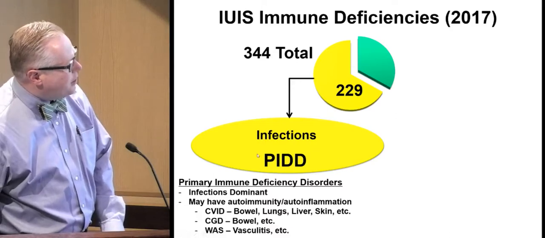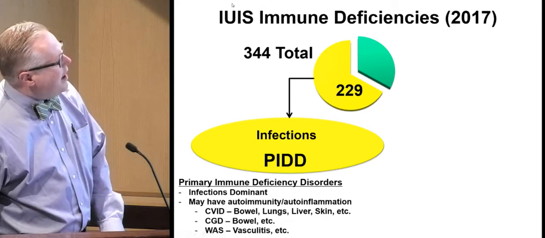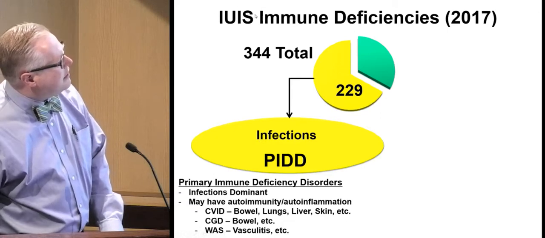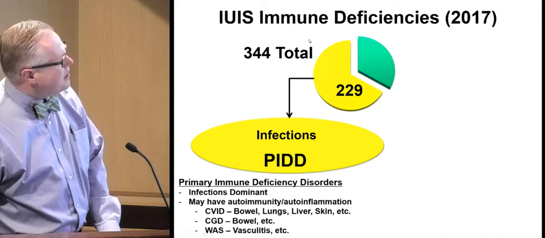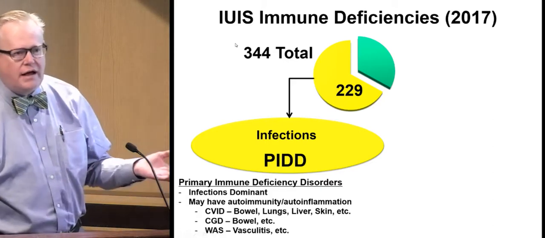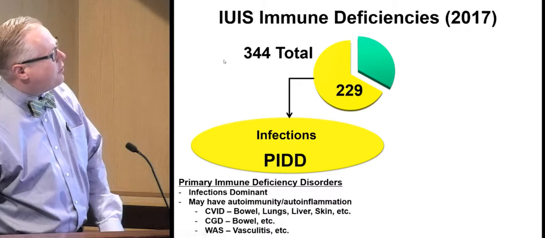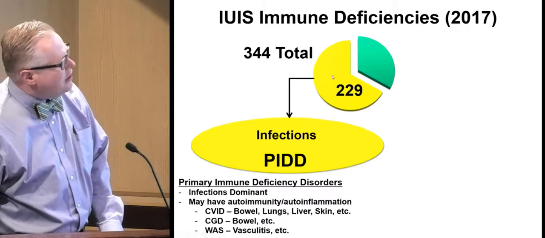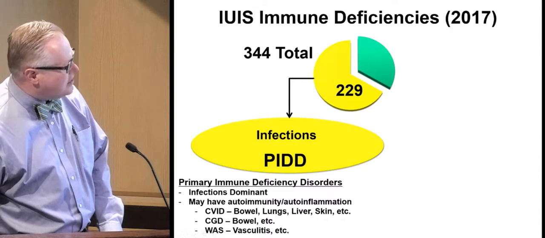And so these are called primary immune deficiency disorders, PIDDs. And the IUIS committee, the International Union of Immunological Societies subcommittee on primary immunodeficiencies, which I'm a member of, every few years we get together and catalog all of the immune deficiency genes. The most recent publication just came out. It's 344 total genes, as I mentioned, and about 229 of these genes could be called primary immune deficiencies, where infections are the dominant part.